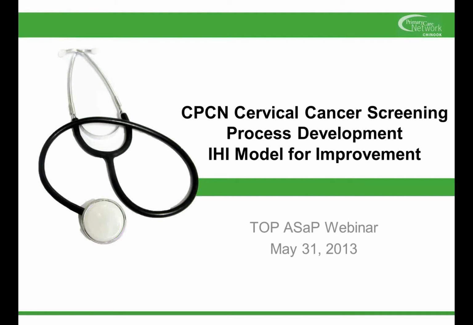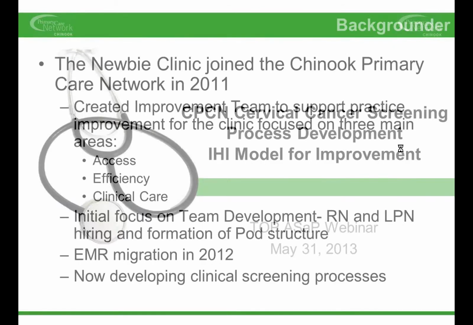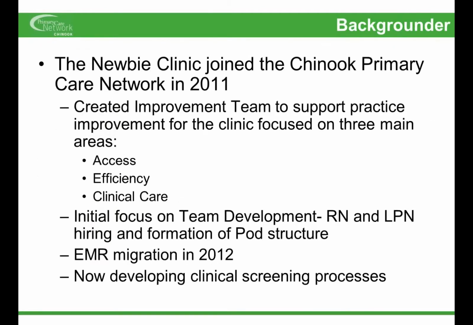So a little background on the scenario today. The newbie clinic is the example that we'll be using today. Of course, this is a fictitious clinic. The newbie clinic joined the Chinook Primary Care Network in 2011, and decided that it wanted to create an improvement team to support practice improvement for the clinic, focused on three main areas: access, efficiency, and clinical care.